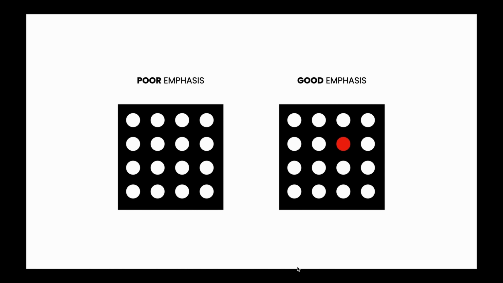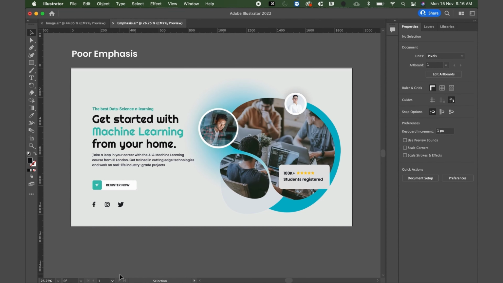Now that we understand what emphasis does, let's analyze a design layout and see how it can be improved by using the principle of emphasis. The layout on your screen seems to be very busy with images and text, and it lacks emphasis, and that's why your eye isn't able to move through the information seamlessly. Let's see how we can fix this with a few tweaks.